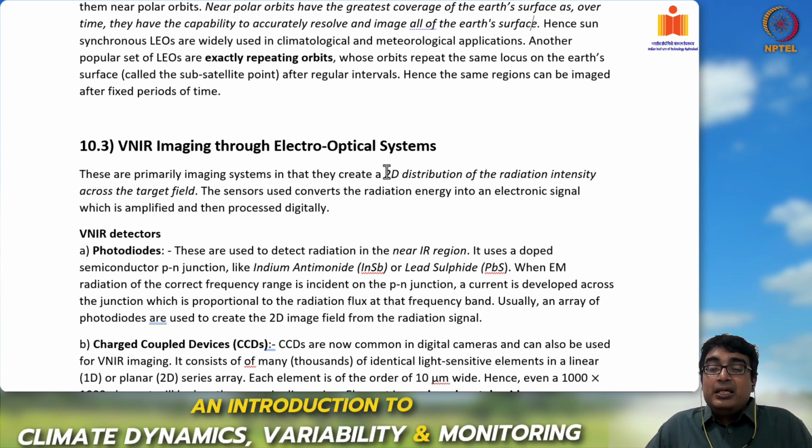The sensors are used to convert the radiation energy into an electronic signal, which is amplified and then processed digitally. So the radiation energy that the sensor detects is converted into an electrical signal, which is amplified and then processed digitally. That is why it's called an electro-optical system. Optical energy, electromagnetic waves, is detected and converted into an electrical signal, which is processed digitally to create a digital map or a digital image.